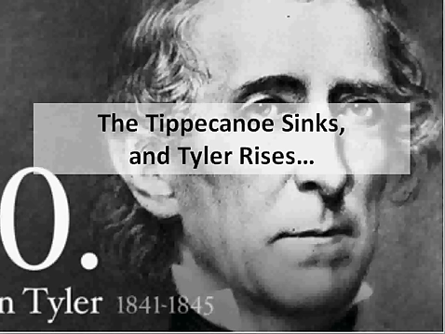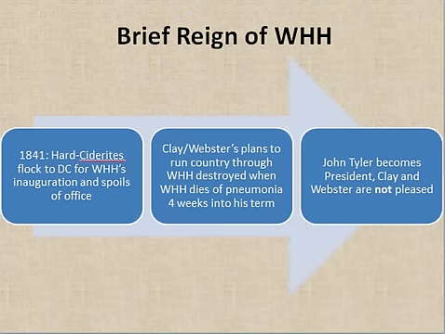And this third and final video is about what happens during the very brief reign of William Henry Harrison and the following reign of John Tyler as President of the United States. So William Henry Harrison wins the election of 1840 against Martin Van Buren. Harrison is a Whig, Van Buren was a Democrat.